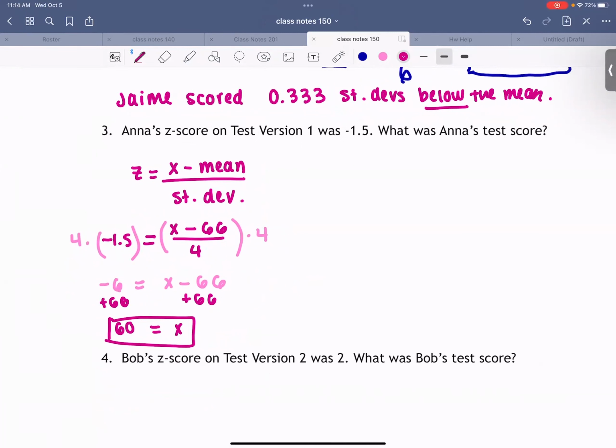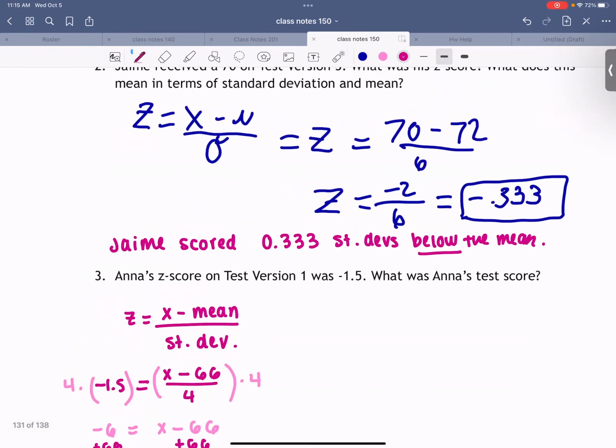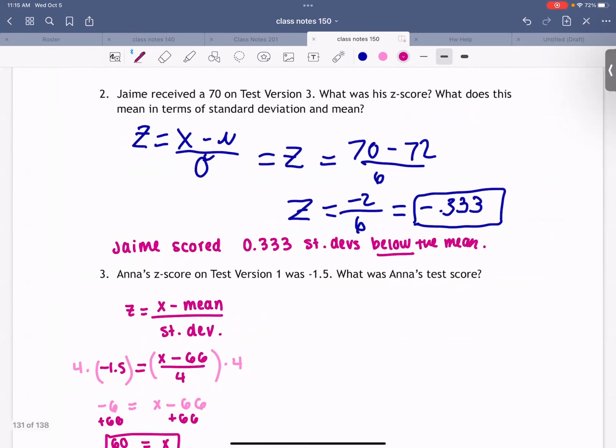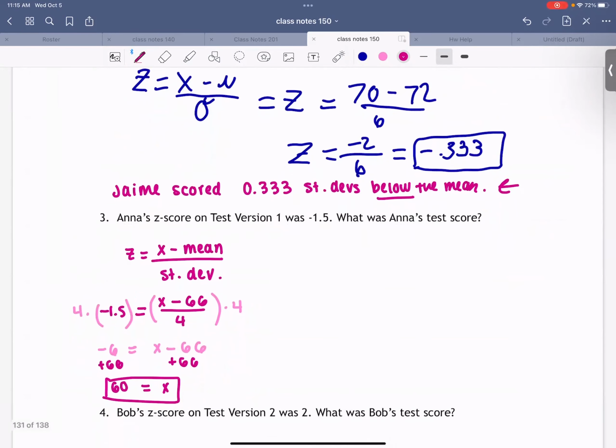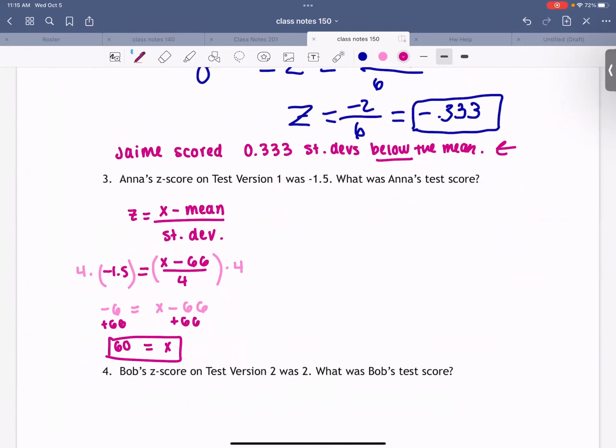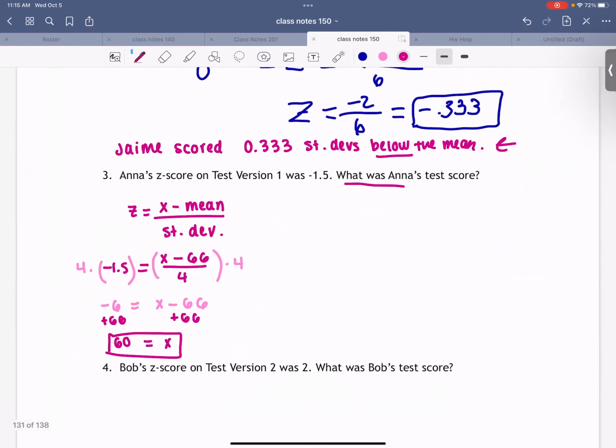Good question. Do you have to write it in that sentence for these problems? I would say if I ask you to interpret the z-score, like, what does this mean in terms of standard deviation and mean, I would expect you to write something like this. But on questions like these, it doesn't ask you because it's just asking for the x value. So you don't need to write the sentence for number 3. That's a good question though.